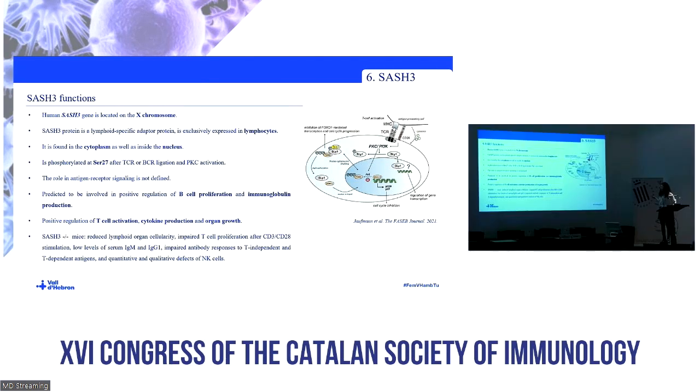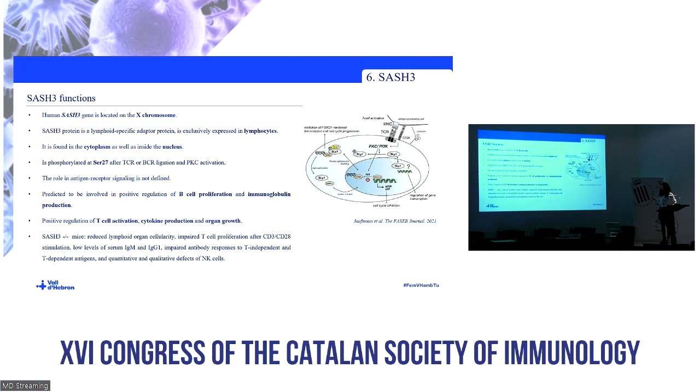So SASH3 is a gene located on the X chromosome, a lymphoid-specific adaptor protein, and it's exclusively expressed in lymphocytes. It is found in the cytoplasm as well as inside the nucleus. It's phosphorylated after TCR and BCR ligation and PKC activation. The role in antigen receptor signaling is not defined. It is predicted to be involved in positive regulation of B-cell proliferation and immunoglobulin production, also in positive regulation of T-cell activation, cytokine production, and organ growth.